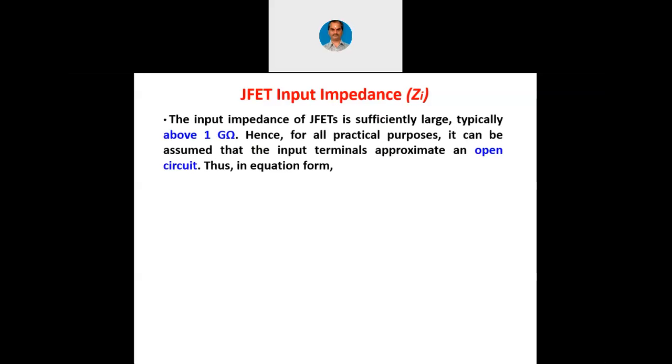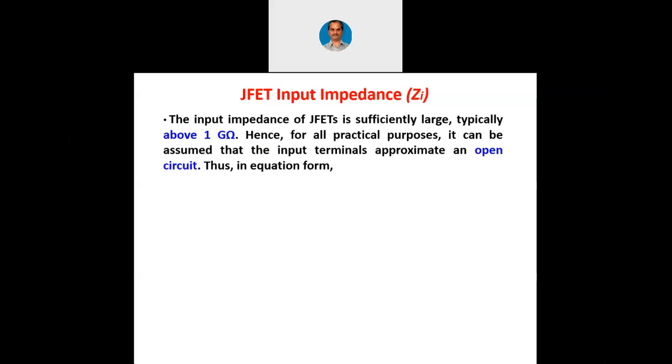Now you can see the input impedance of JFETs is sufficiently large, typically above 1 giga ohms. Now think about this. We had few kilo ohms of resistance as input impedance when we worked with the BJT circuits. Now here you can see typically the JFET's input impedance itself is above 1 giga ohms. And for all practical purposes, it can be assumed that the input terminals approximate an open circuit.